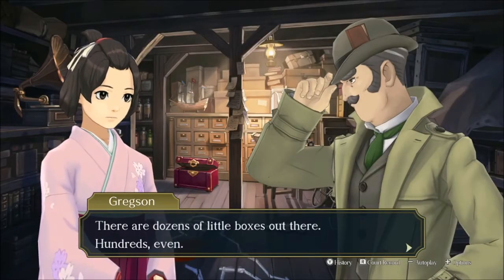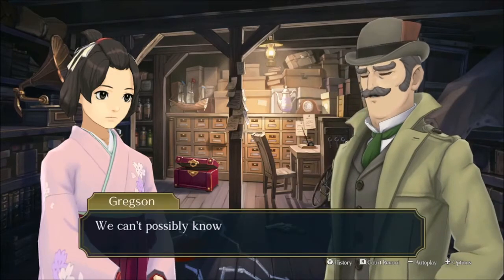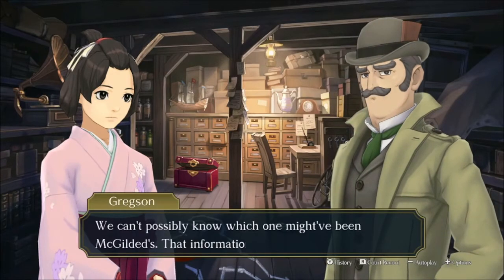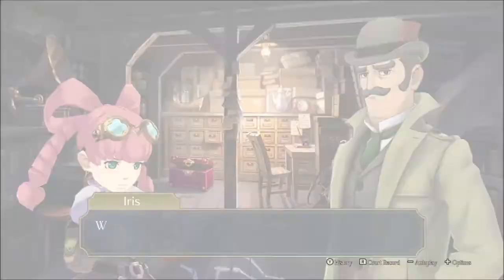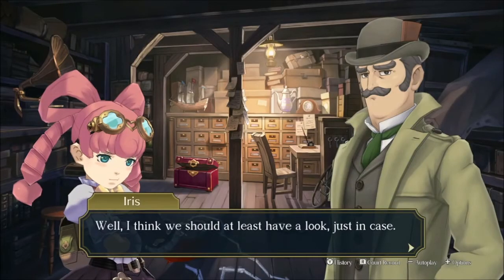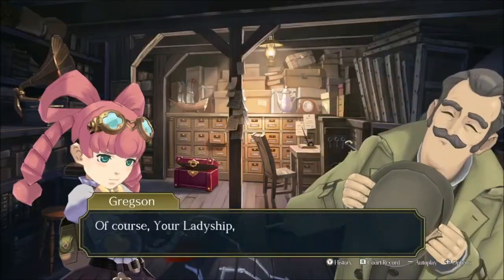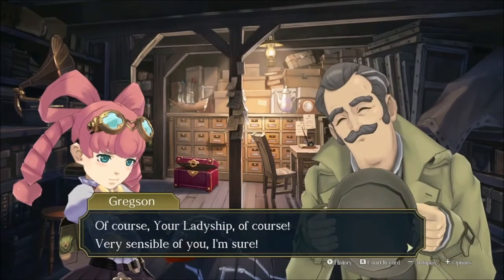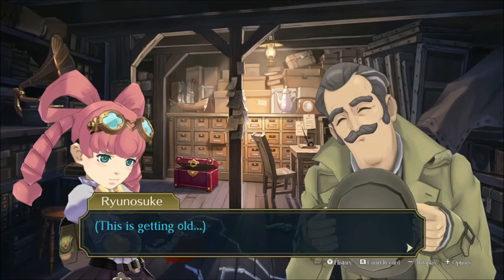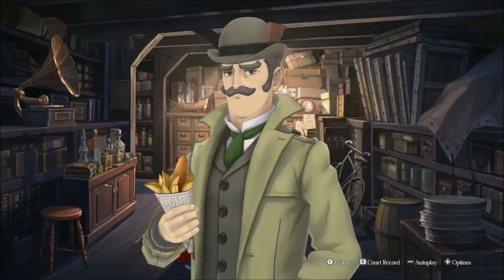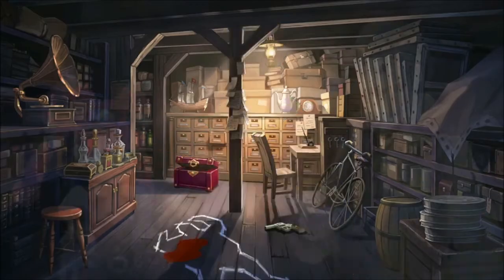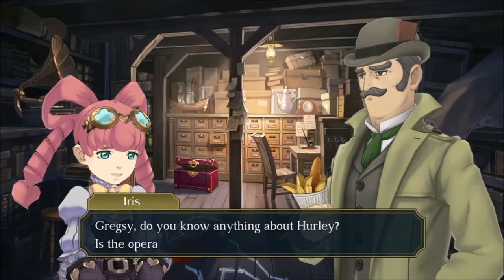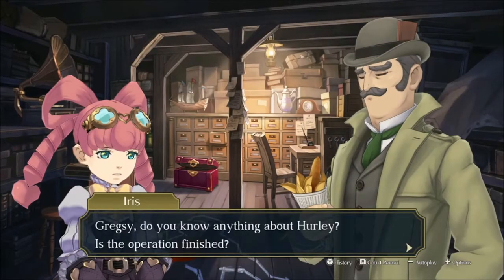There are dozens of little boxes out in front. How do we know which one? Oh man, there's no information? Well, maybe the victim kept it back here, because it was only like a couple of days. Maybe he didn't move it out to the front yet. I don't know. We'll look.